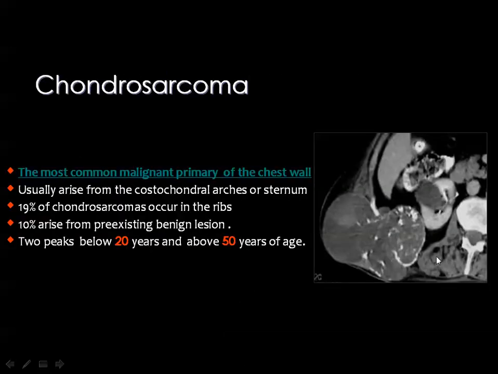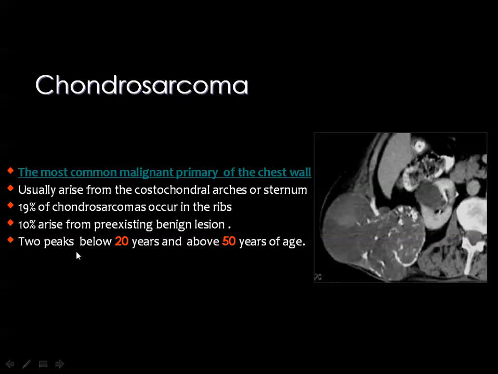And this is also chondrosarcoma of the posterior aspect of the rib, extraosseous soft tissue component with matrix calcification. This is one of the common and even the most common primary malignancy of the chest wall, and it arises in the regions where cartilage is present, like the costochondral arches and the sternum, and 19% of chondrosarcoma occur in the rib. In the ribs, 10% arise in a pre-existing benign lesion like enchondroma, osteochondroma, chondroblastoma, for example.